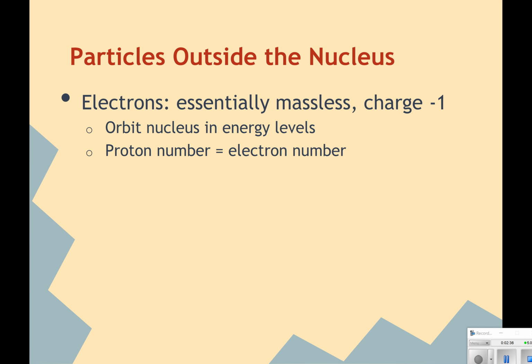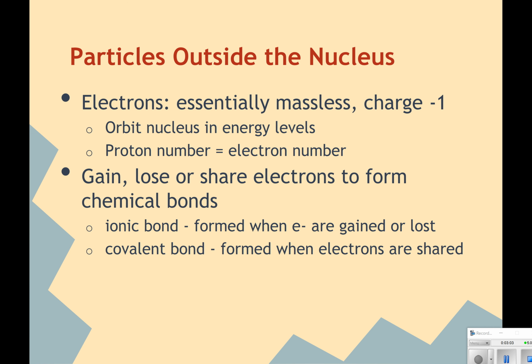Now, the particles outside the nucleus, where we're going to focus on, are electrons, and those are essentially massless. And they do have a charge of -1, which is equal in magnitude and opposite in direction to the charge on the proton. And these electrons orbit the nucleus in distinct energy levels. And for the sake of what we're doing now, we're going to assume that the proton number is equal to the electron number, meaning the atomic number is also going to indicate how many electrons are in an atom of that element.